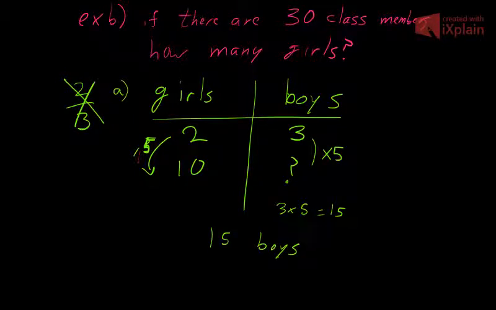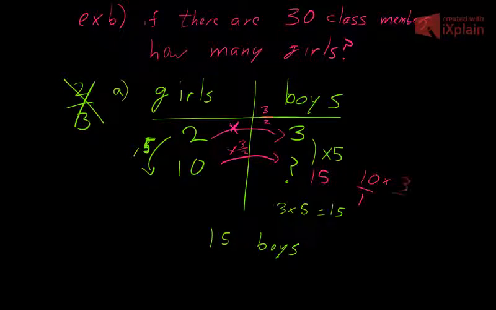If I wanted to, I'll actually do this in a different color instead of erasing. I could ask what did I do to get from 2 to 3? And what I did is I multiplied by 3 halves. So if I wanted to, I could multiply 10 by 3 halves, and I would also get 15, because 10 over 1 times 3 over 2 is going to be 30 over 2, which is 15. I wrote that wrong at first. So no matter how you do it, it's going to be 15 boys.